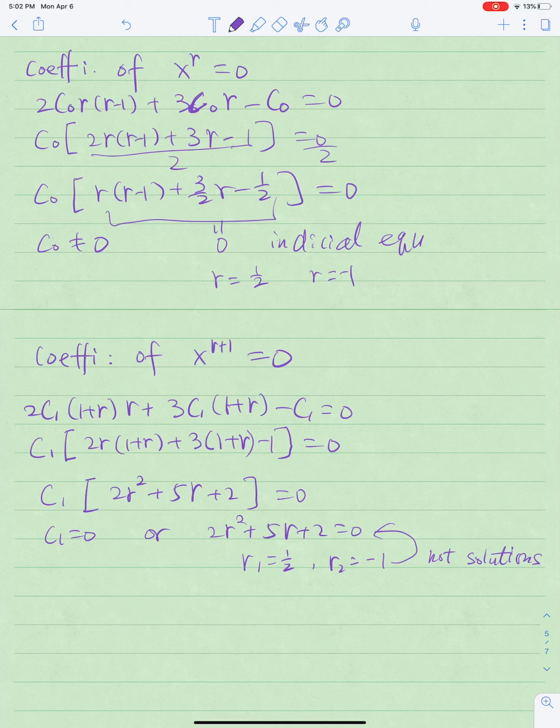So this quadratic cannot equal 0, because the R value we're going to plug in is either 1/2 or -1. And they won't make this equation be 0, so that implies C1 has to be 0.